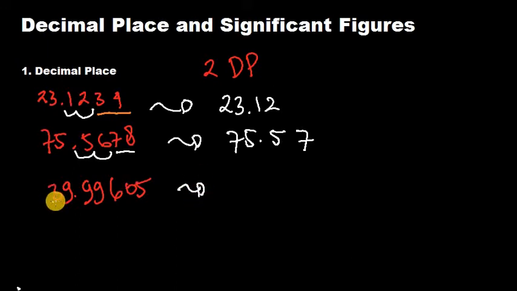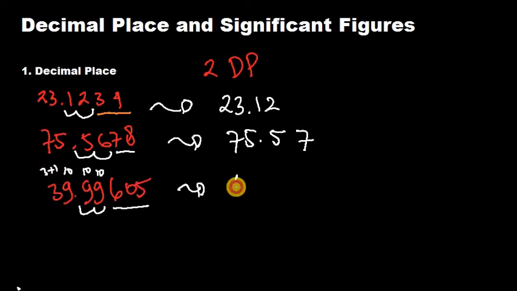Next, we have 39.99605, to 2 decimal places. Then we need to focus on these three numbers. The first one is 6, which is more than 5. If it is more than or equal to 5, we have to round up. This 9 rounds up and becomes 10. Now, if it is 10, this one will add 1. Then this one will be 3 plus 1, which is 4.